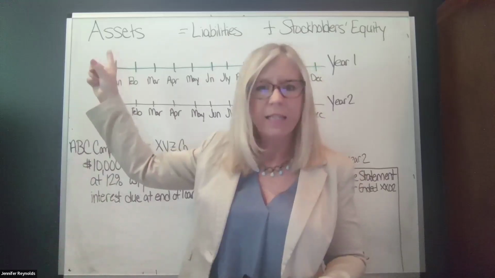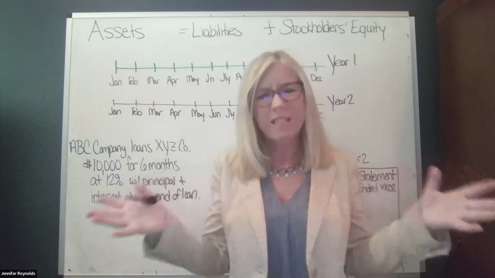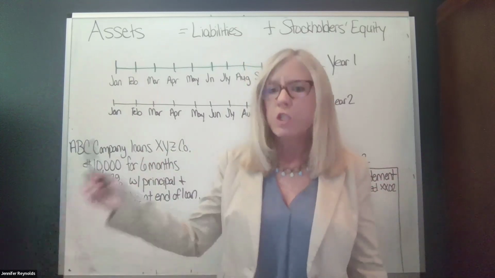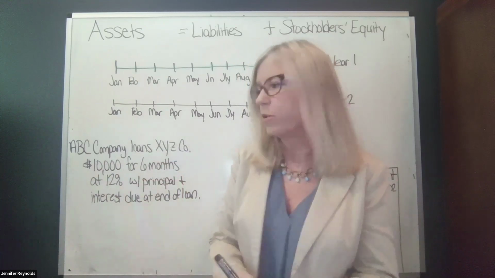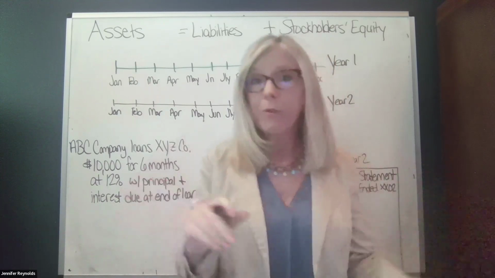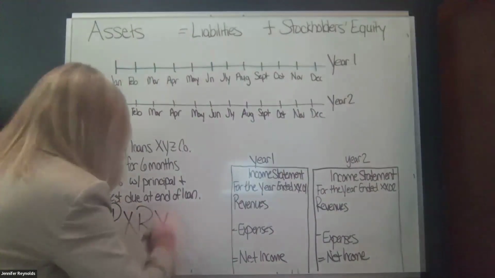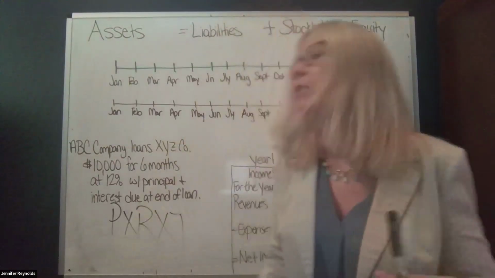So again, they're both an asset. Notes receivable is what we're focusing on in this chapter because it's going to be a little bit longer term and there's going to be interest attached. Okay, so we've got ABC loaning XYZ $10,000 for 6 months at 12% interest. You hopefully remember from high school a little formula like this: principal times rate times time. That's all we're going to be doing here.